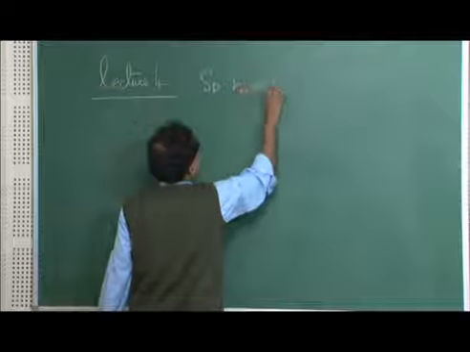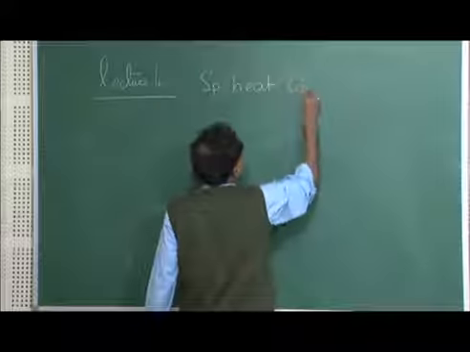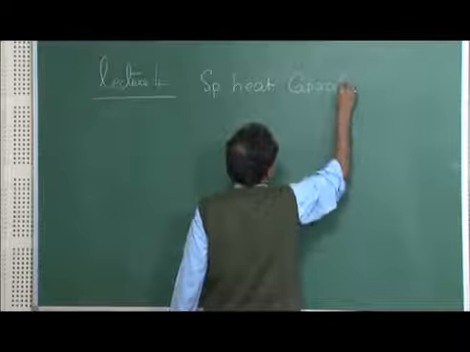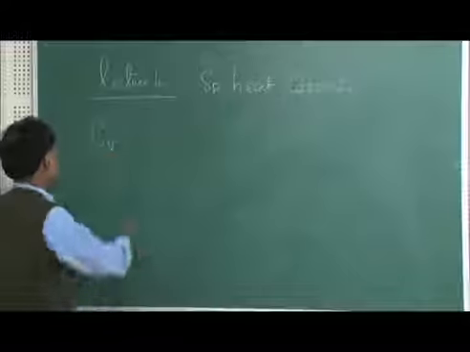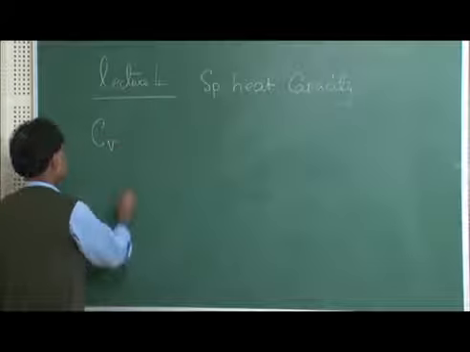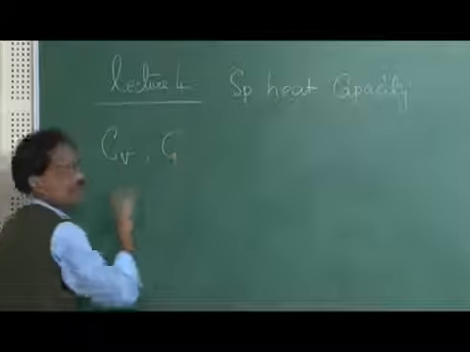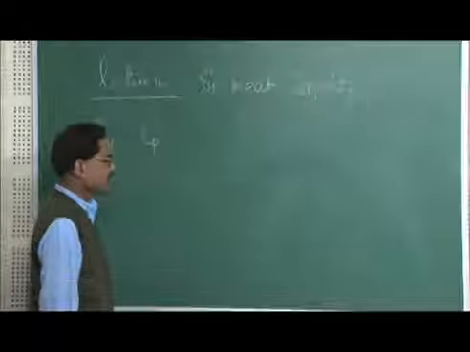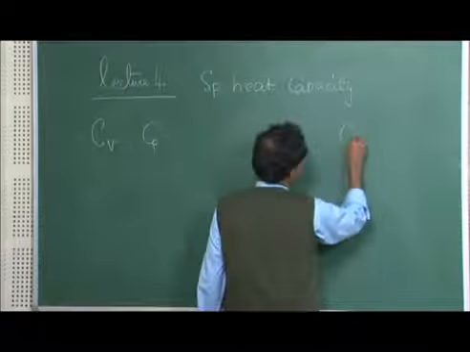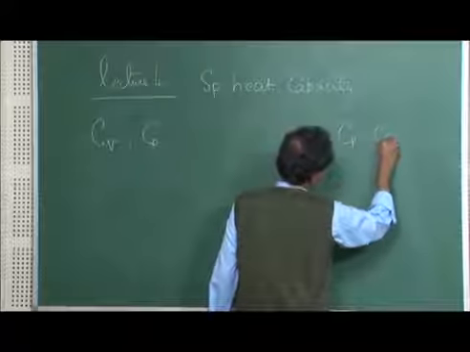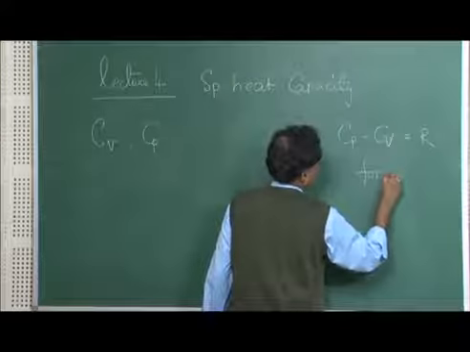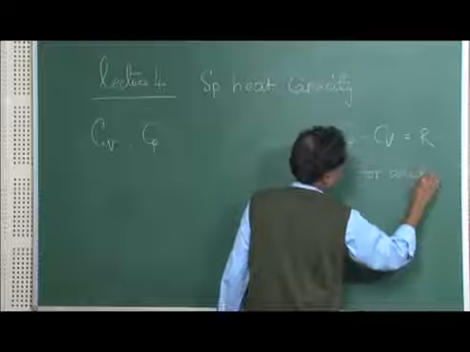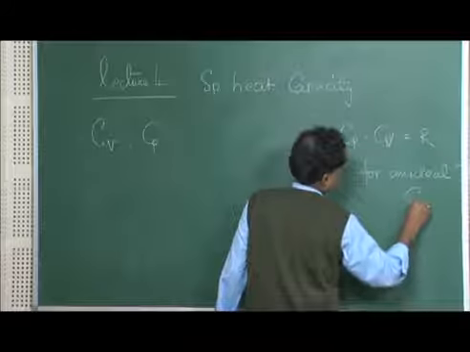specific heat capacity. We introduced the notion of CV, specific heat measured at a constant volume, CP, specific heat measured at a constant pressure, and CP minus CV is equal to R for an ideal gas. This I did not prove, but we accepted this form.